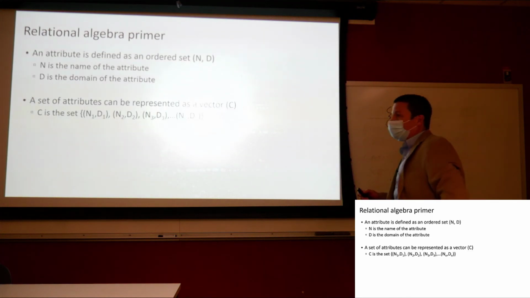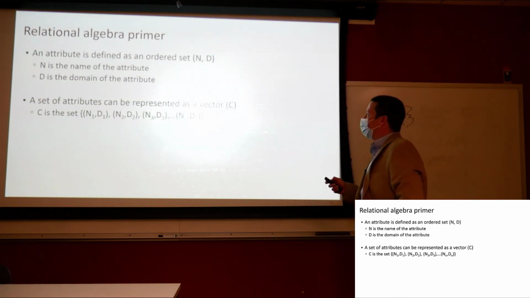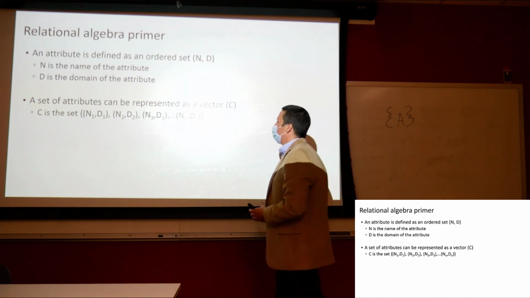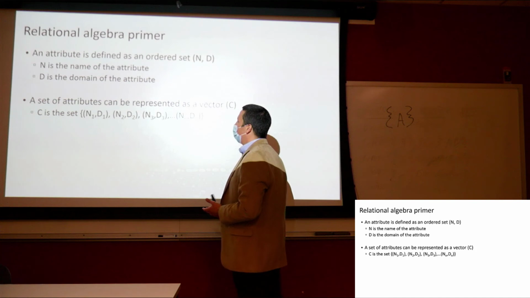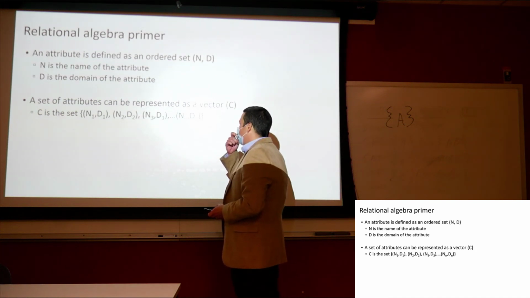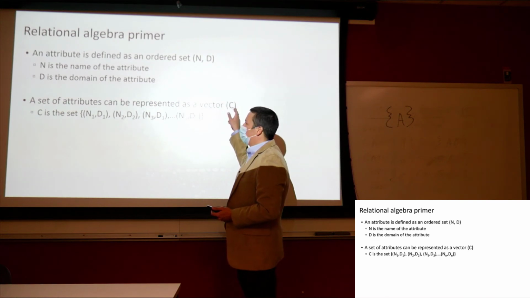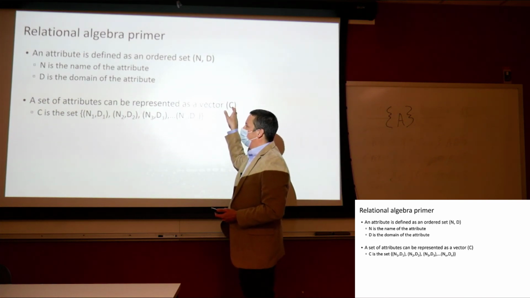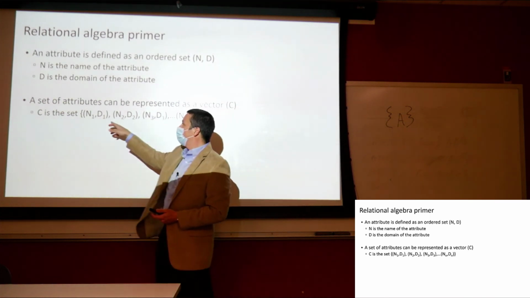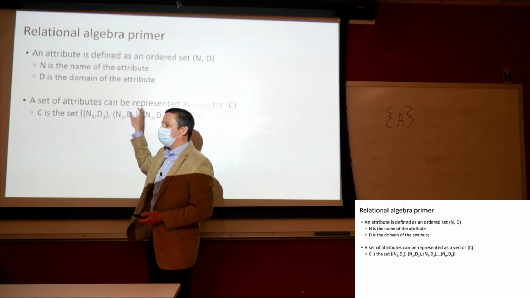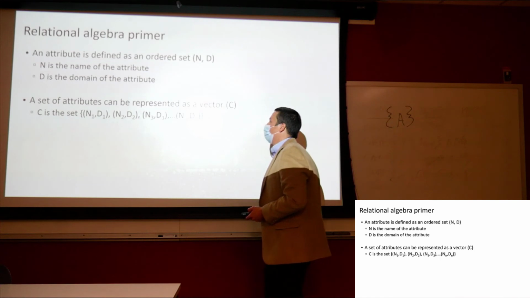These attributes we define as an ordered set in D, where n is the name of the attribute and D is the domain of values for the attribute. And we can represent all of the attributes in our relation as this vector C. Okay, so C is a vector that is made up of these ordered sets in D for each attribute that is in our relation.